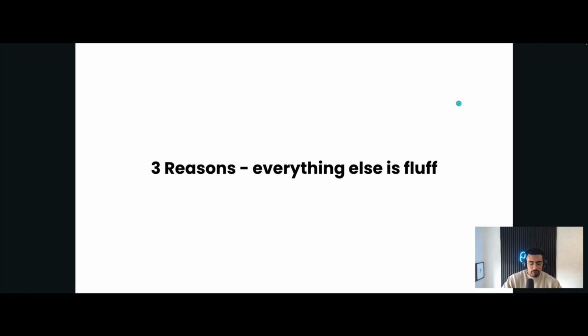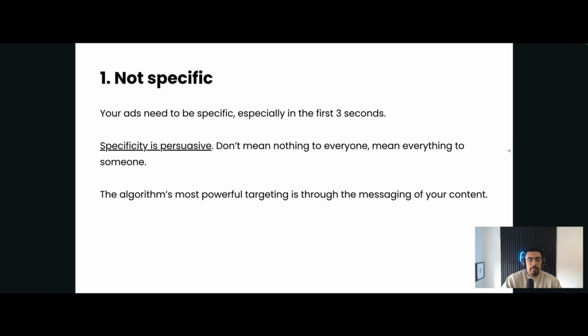Now, if your ads are not performing across the board and it's not something that you can fix, you're analyzing the data and it's just not performing at all, it's usually one, if not all 3, of what I'm about to go through. So there are 3 reasons why that might be the case. Now, number 1, it's probably to do with your ads not being specific enough. So if your ads are not specific, especially in those first 3 seconds, then people are not going to watch it.